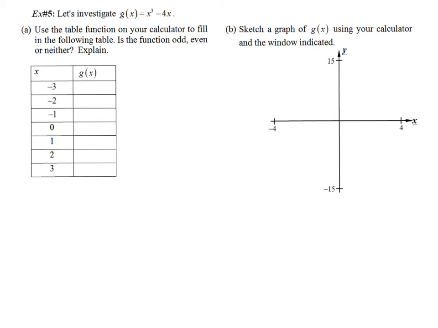I'd like you to pause the video and try exercise number 5 on your own. You're given the function g of x, and again, you're asked to fill out a table of values to determine whether this function is even, odd, or neither, and then explain your answer. Once you have your table of values, also sketch a graph using your calculator. I've given you a nice window to use for that. And confirm your idea from part A. See if your answer is accurate according to the graph as well. When you are done, please come back and check your work with what I have.